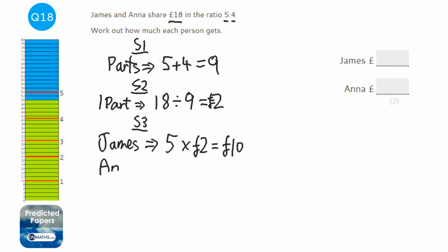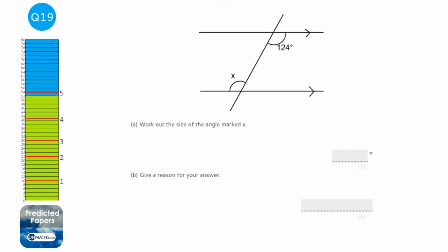Anna, she has only 4 parts. So 4 times the £2 gives us £8. So James has £10 and Anna has £8. The last part is just to check your answer. Check that the 10 and the 8 add up to the 18, which they do. Okay, if you want to have a go, pause now, otherwise let's get started.